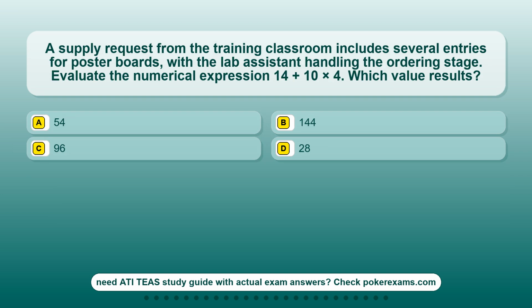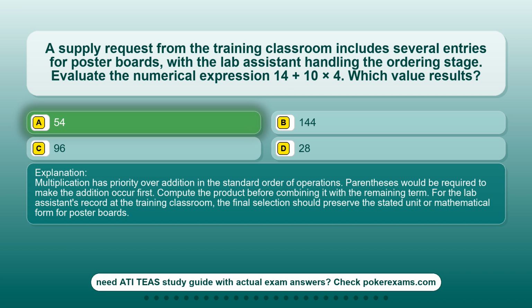A supply request from the training classroom includes several entries for poster boards, with the lab assistant handling the ordering stage. Evaluate the numerical expression 14 plus 10 times 4. Which value results? Option A, 54. Option B, 144. Option C, 96. Option D, 28. The correct answer is option A, 54.